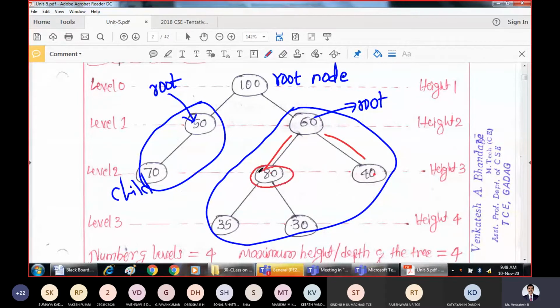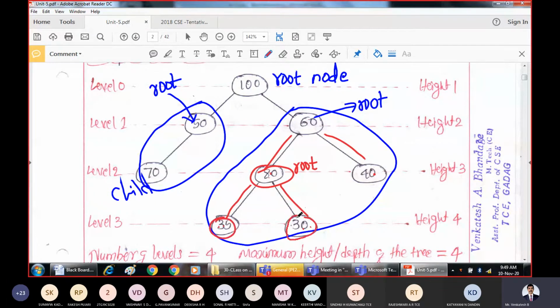Similarly, when you consider 80, for that 80, again 80 becomes the root node. This 80 is a subtree for 60, but this 80 is the parent or root node for 35 and 30. So take this as the sub branch and take this one as the branch.